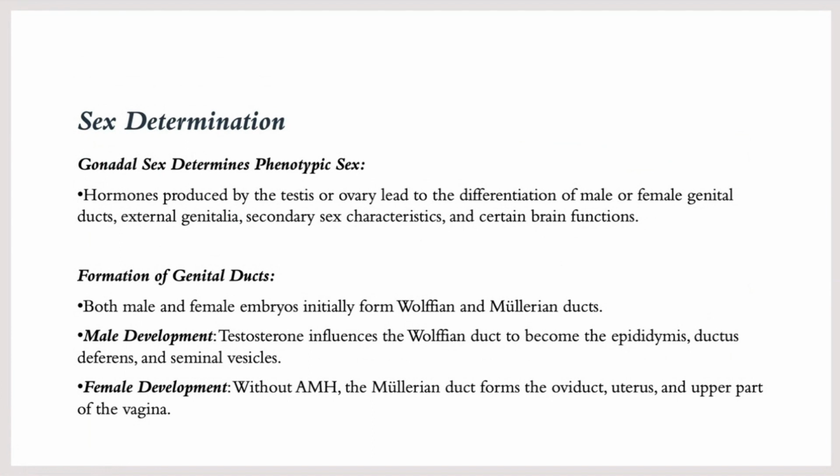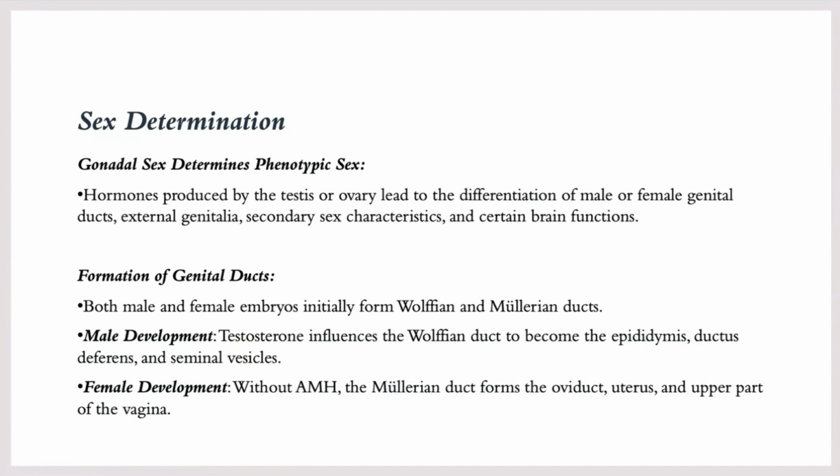Now, the hormones produced by the testes or the ovary will lead to the differentiation of the male or female genital ducts and also the external genitalia, the secondary sex characteristics, and certain brain functions. Sorry, the male and female embryos initially form both the Wolffian and the Mullerian ducts. If you remember, from the Wolffian ducts, we are going to form parts of our excretory system too.